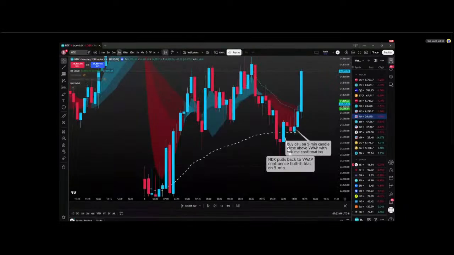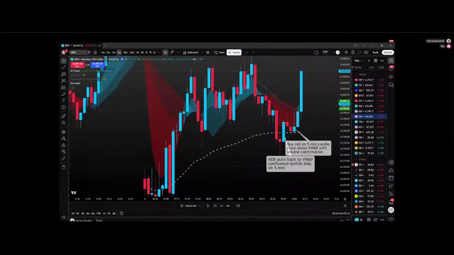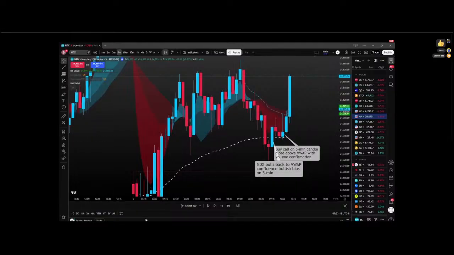All right. Let me know if you guys can see this. I don't know if it does it automatically or not. Alt tab. All right.